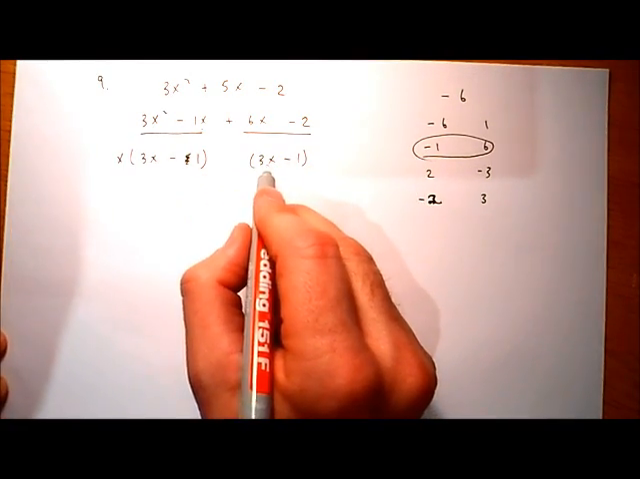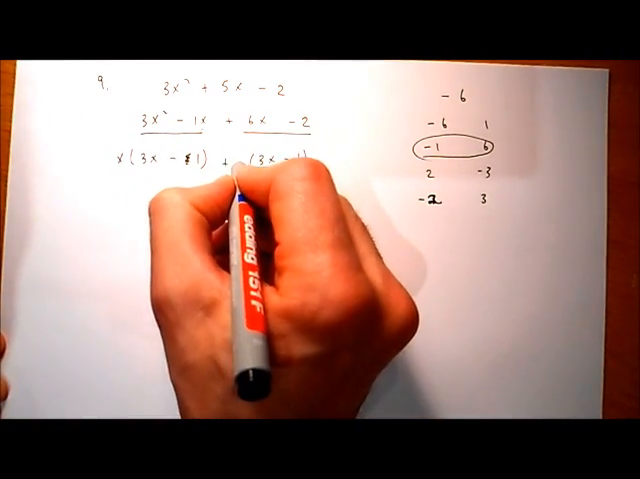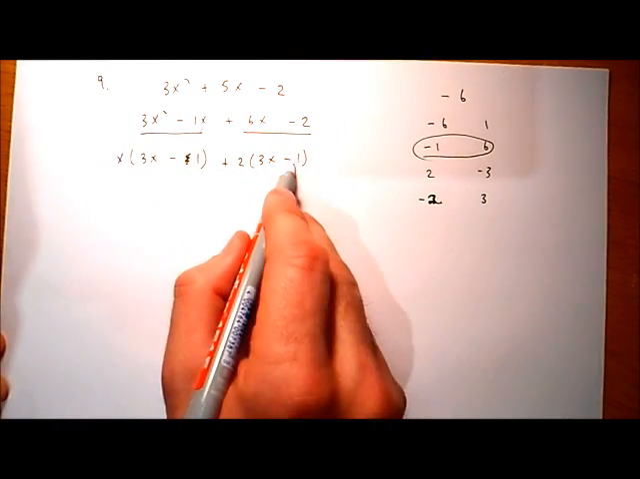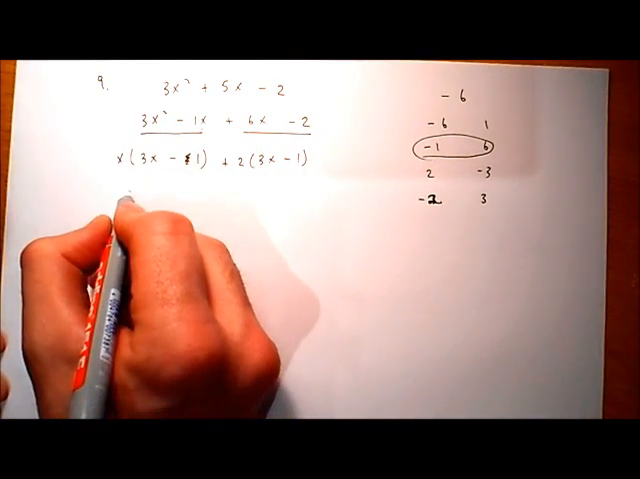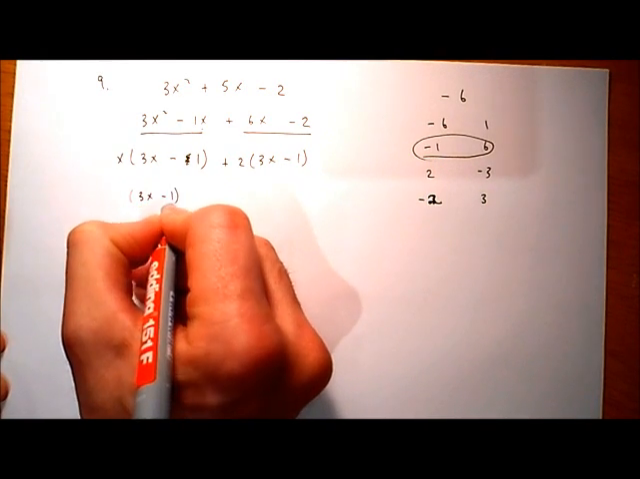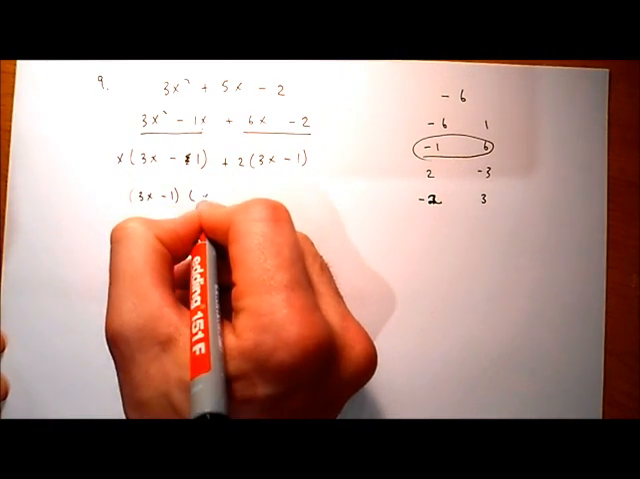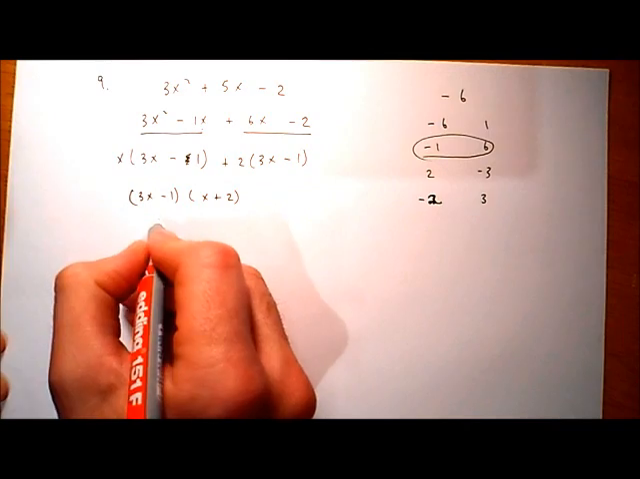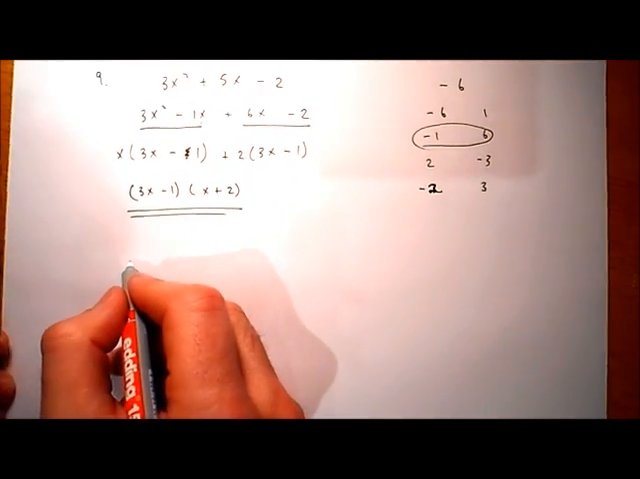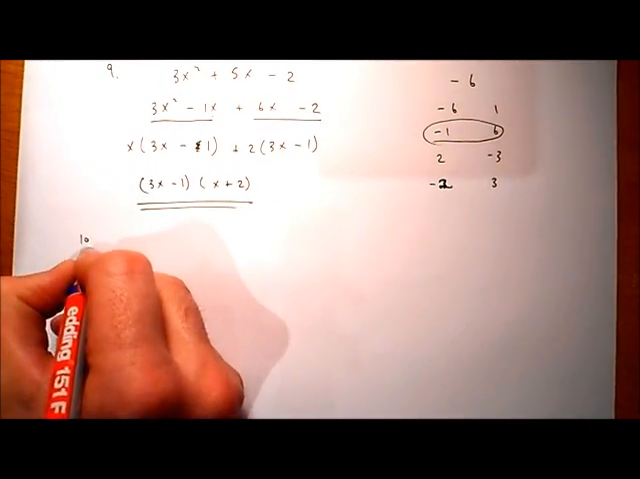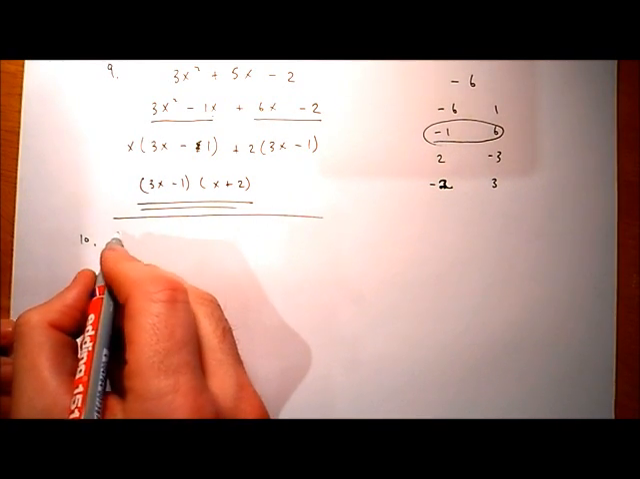So what do I multiply 3x by to get 6x? It's plus 2. And let's just check, 2 times minus 1 does give minus 2. So now I can write 3x minus 1 and x plus 2. So I've factorized it. I've written it as a product. So that's part 9.